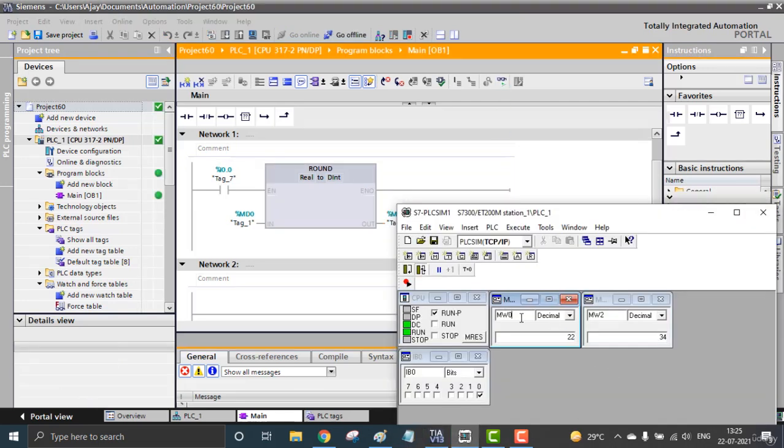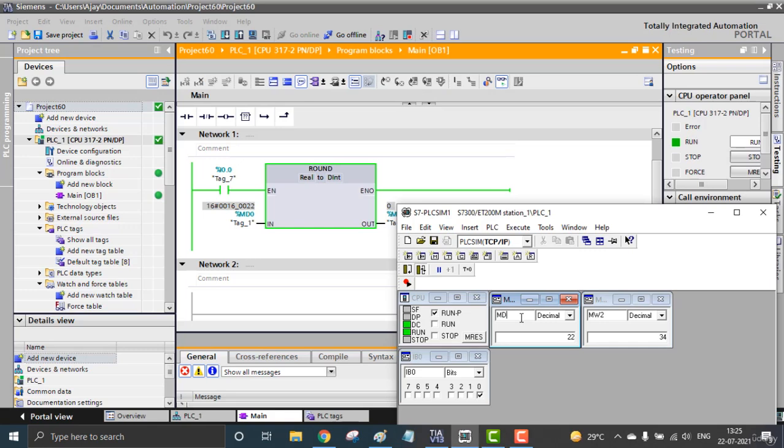So I do have MD0 in the real format and MD4 in the decimal format. So I can show you online. I'm just providing a value like 5.2, and we are getting the result as 5.